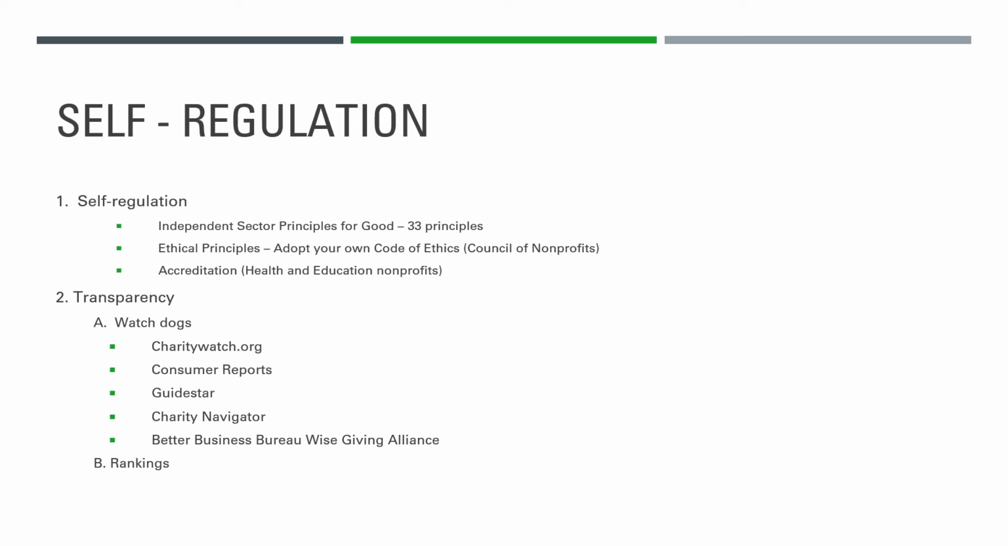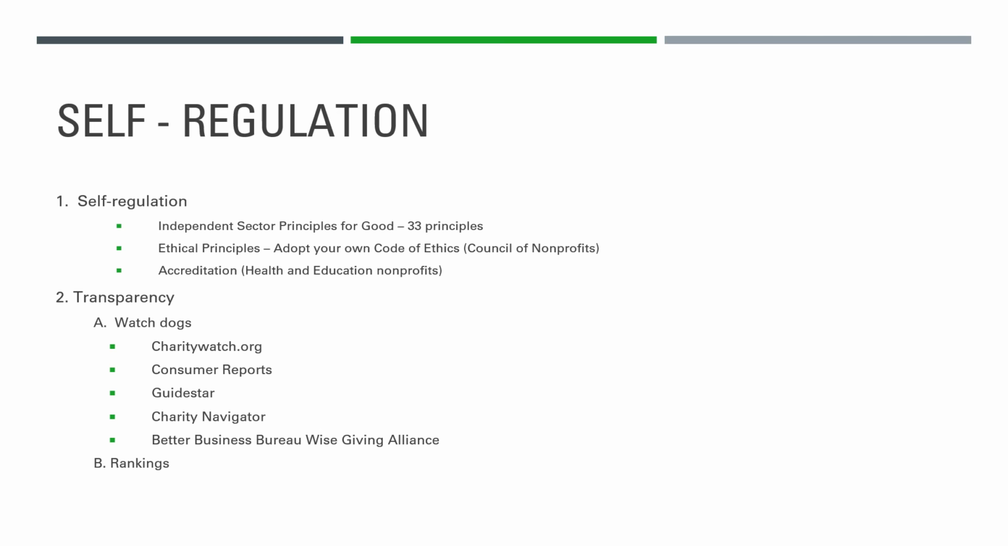The Independent Sector Principles for Good has 33 principles that nonprofits should follow. They're very good, solid principles. If you follow those principles, you can be assured your nonprofit is running effectively and it is doing the right thing for the right reasons. They're ethical principles.